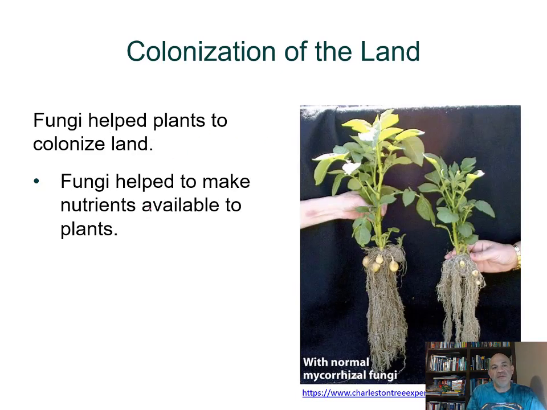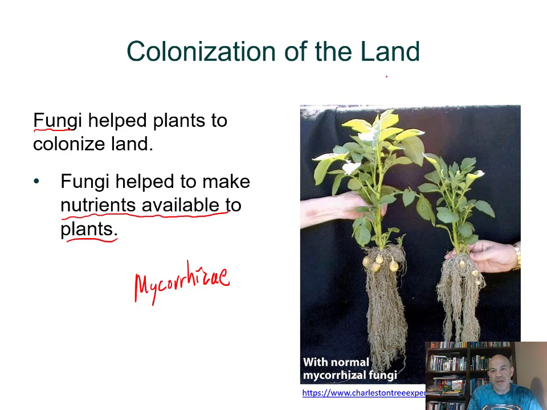Colonization of land also required the help of an association, a symbiotic association with fungi. And these fungi help make nutrients available to plants. And I saw this picture online. I thought I would share it with you. You can see down here, these types of fungi are called myco, which means fungus, rhiza, or mycorrhizae, plural. Mycorrhizae is the name given to these fungi that have an association with plant roots.